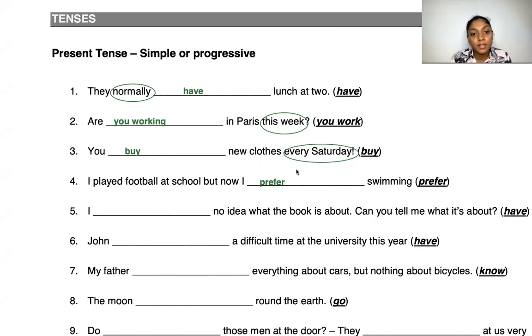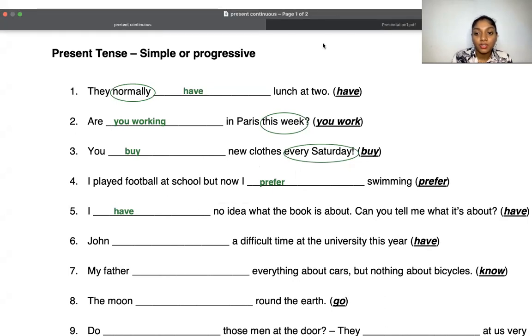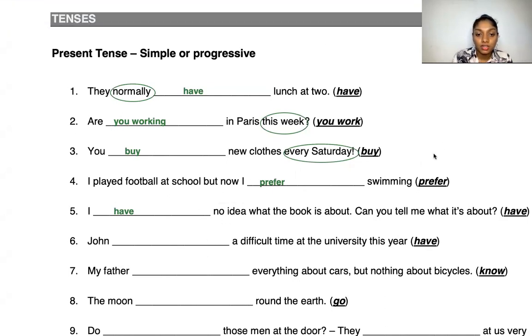So then you can use simple present tense. Okay, number 5. I have no idea what the book is about. Can you tell me what it's about? Very good answer. I have no idea what the book is about. Can you tell me what it's about?